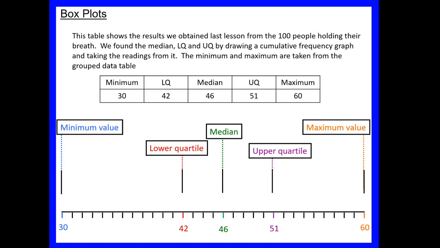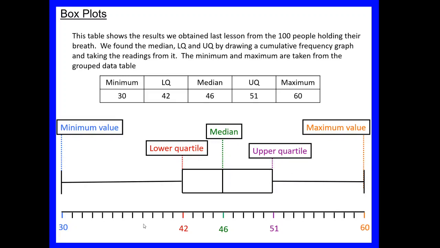To turn those lines into a box plot, we join the lower and upper quartiles with a horizontal line. This produces the box, hence why it's called a box plot. And finally, to finish that off, we join from the center of the edge of the box to the minimum and the maximum, like that. And that's why it's sometimes called a box and whiskers diagram. So we have the box in the middle and we have the whiskers going out to the minimum and the maximum values.